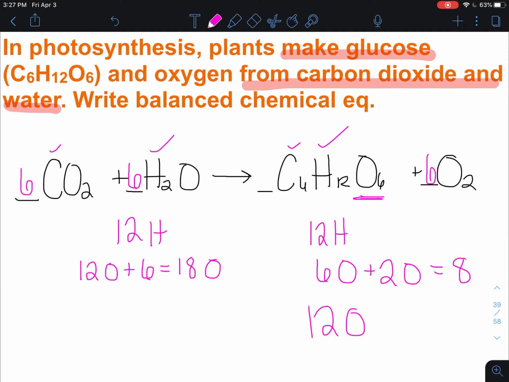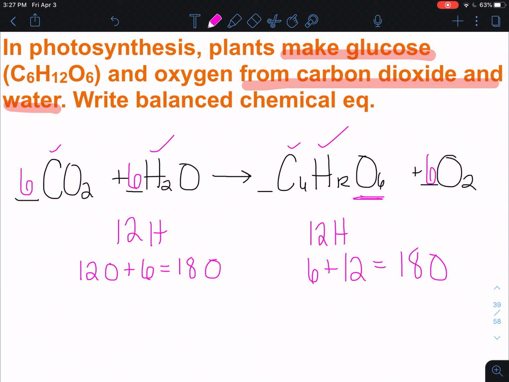And now we'll look back and we'll sit back and say, okay, well, how many oxygens do I now have? I have 6 plus 12 equals 18 O. Put a little check mark here, here, here, and here. All right? So it looks like the whole thing is balanced.